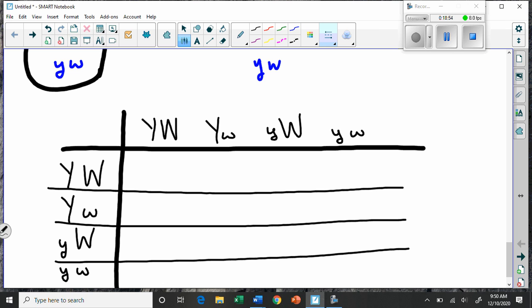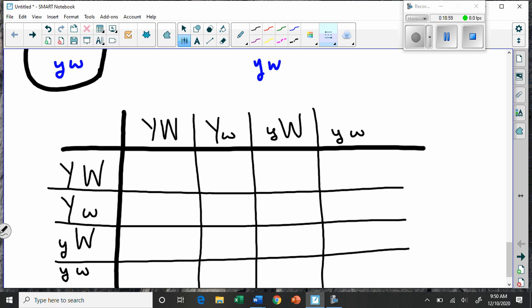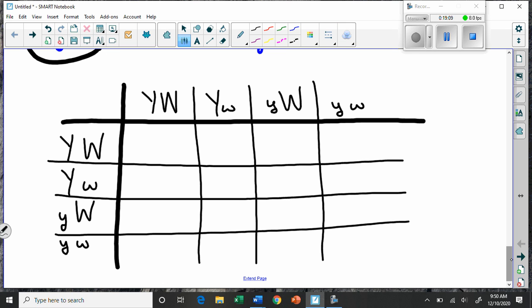Same thing. So my Punnett square is going to have 16 little squares in it, 4 times 4. Now I have to do all my crossing. So in the first one, I'm going to get capital Y, big W. Actually, you know what I'm going to do? I am going to color code them because it's easier to see later. So I'll put the Y's in red and the W's in blue.